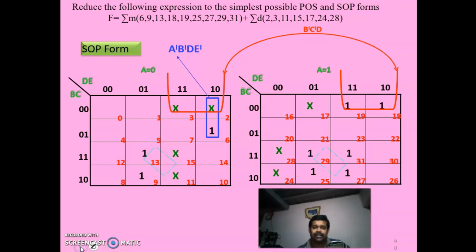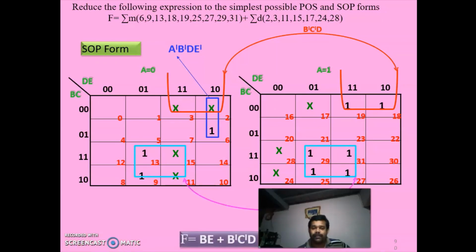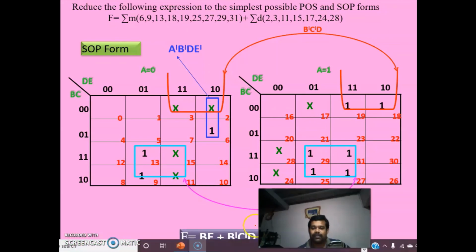Next, we can group these two. So the expression for that group is b e. Totally we will be getting b e plus b bar c bar d plus a bar b bar d e bar.